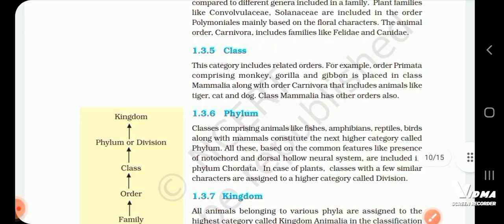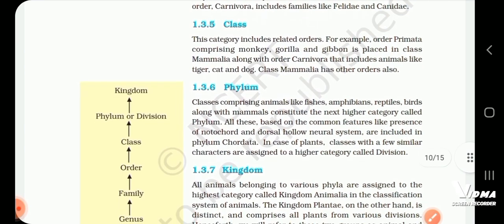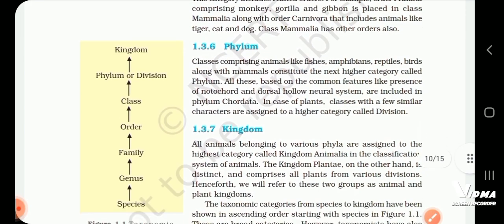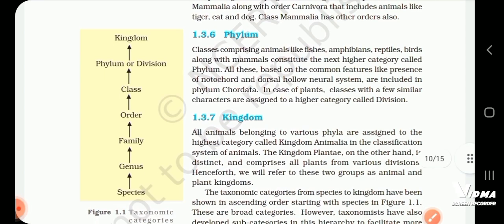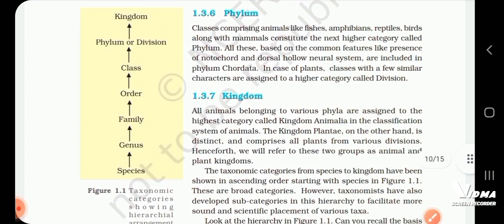Class. This category includes related orders. For example, order Primata comprising monkey, gorilla, gibbon is placed in class Mammalia along with the order Carnivora that includes animals like tigers, cats, dogs. Class Mammalia has other orders also. Phylum. Classes comprising animals like fish, amphibia, reptilia, birds along with mammals constitute the next higher category called phylum. All these, based on the common features like presence of notochord and dorsal hollow neural system, are included in phylum Chordata. In case of plants, classes with a few similar characters are assigned to a higher category called division.